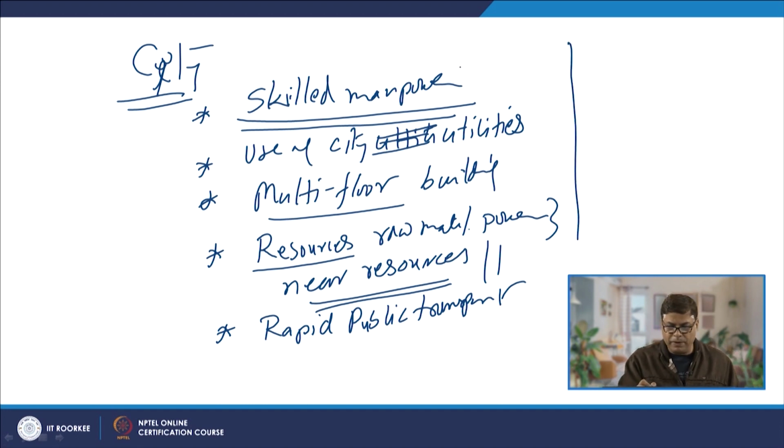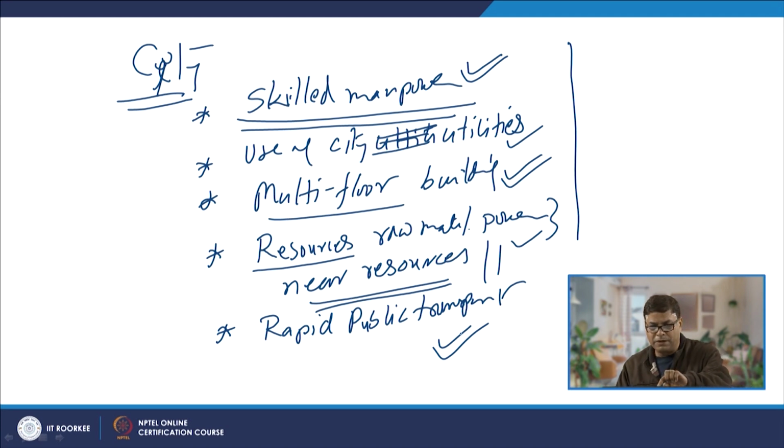So, when the company wants mostly skilled workers, wants to utilize the city utilities, wants a multi-floor building layout that will be effective for smooth functioning, wants to locate close to the resources, and wants to use the rapid public transport, then locating the plant close to the city will be more effective.